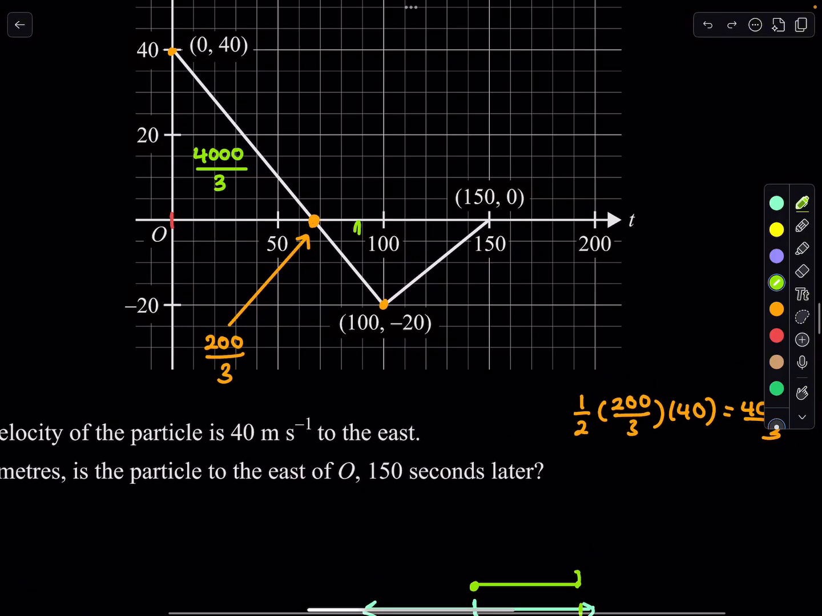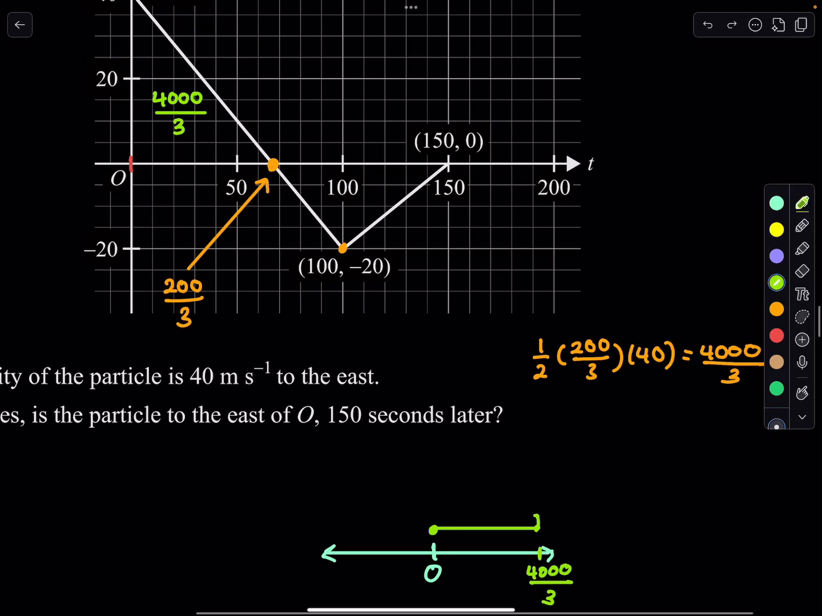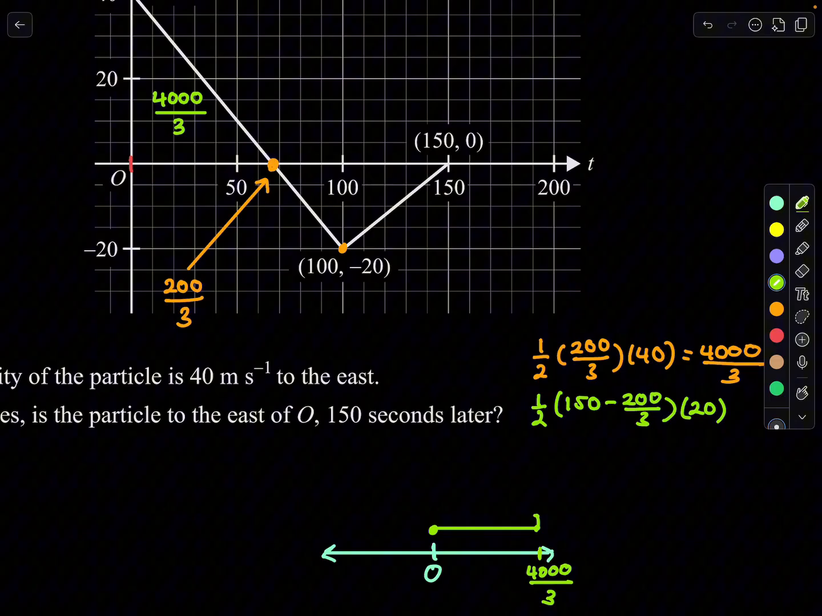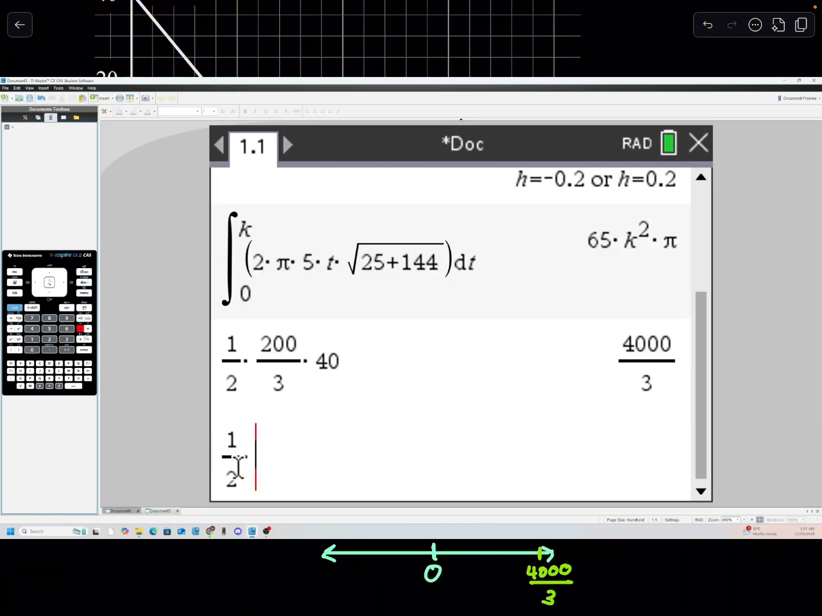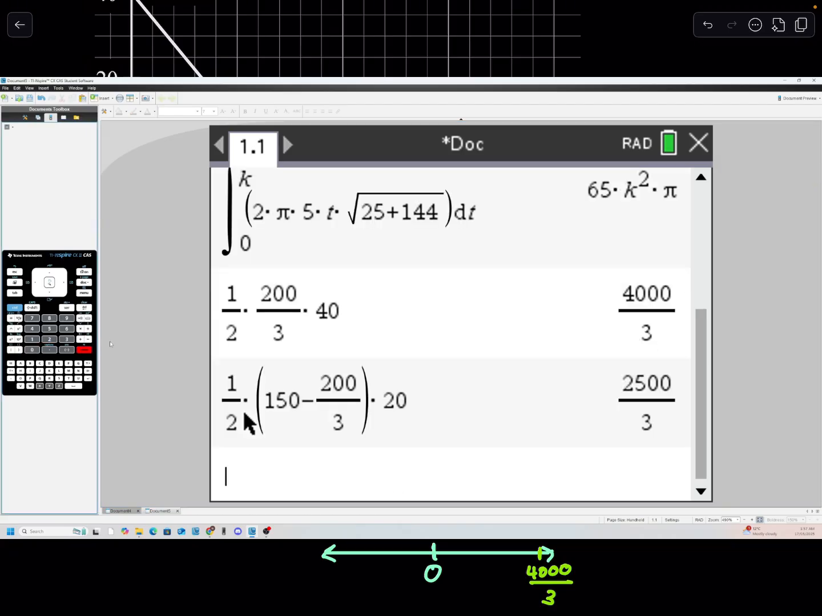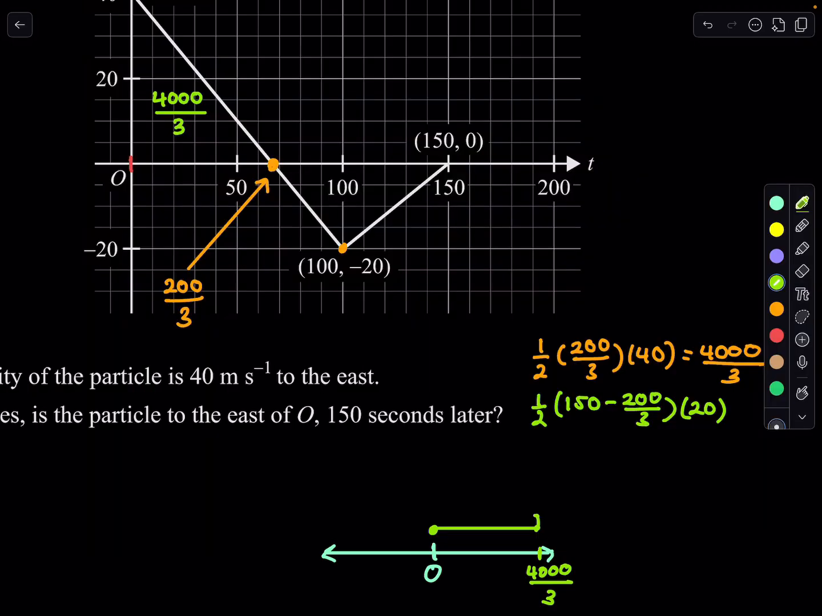So we just need to find the area of this, which is quite easy again. Just half. What's our base of this triangle? We know it's 150 minus that 200 over 3. And what's our height? Our height is 20. And this is negative, of course, so let's write that down. Half times 150 minus, of course, this here, times 40, times 20. And this is 2,500 over 3.